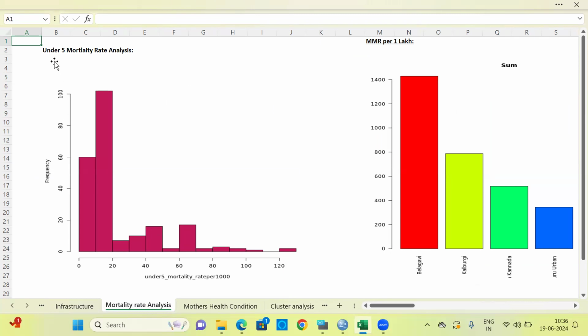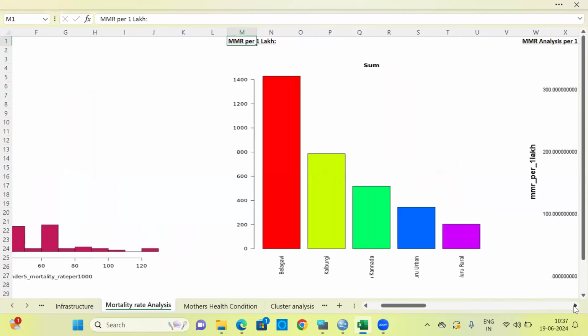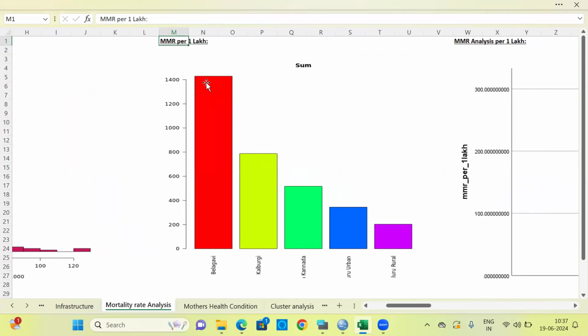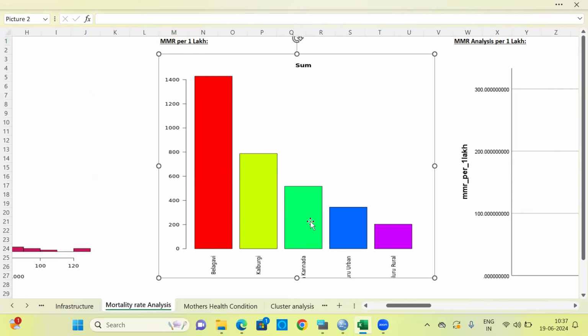Here, I'm studying under 5 mortality rate analysis. In the x-axis, we have under 5 mortality rate per 1,000, and in the y-axis, we have the percent. Looks like the 10 to 20 range is the one which is the highest. Let's now focus on the distribution of maternal mortality per 1 lakh. This is a very important variable for our analysis. Belagavi district has the highest maternal mortality per 1 lakh, followed by Kalburgi and Dakshina Kannada.